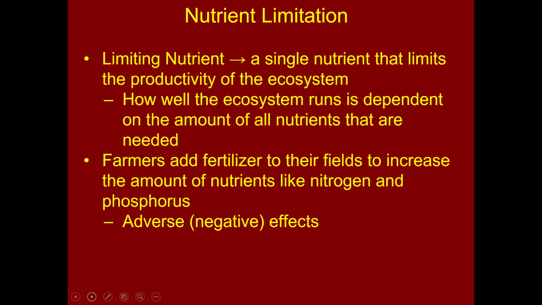Now, the last part we're going to talk about is when some of these nutrients are limited. So we can have what's called a limiting nutrient, and that's a nutrient that limits how productive the ecosystem can be. So how well the ecosystem runs is completely dependent on the availability of things like phosphorus and nitrogen and carbon. So if we're having a limiting amount of something, our ecosystem might not be able to run as productively as it wants to.